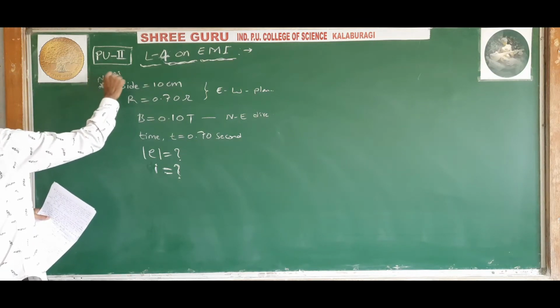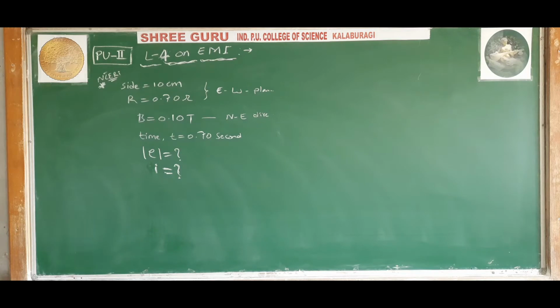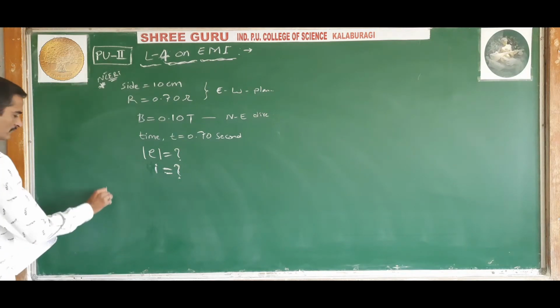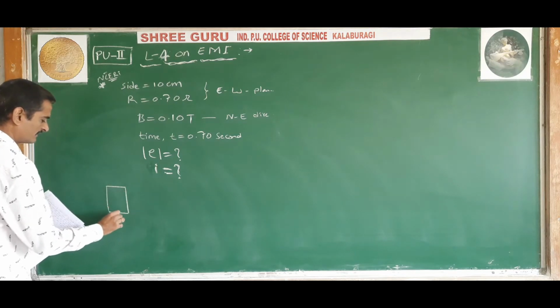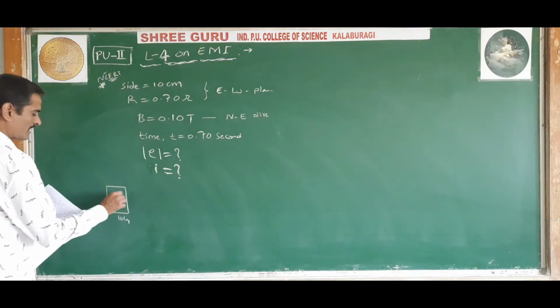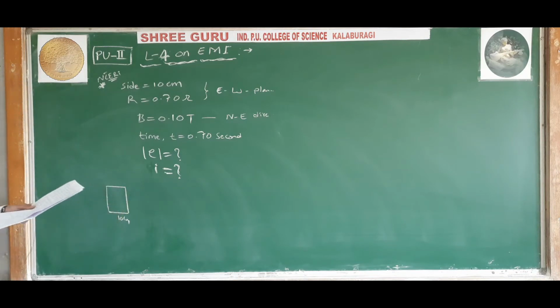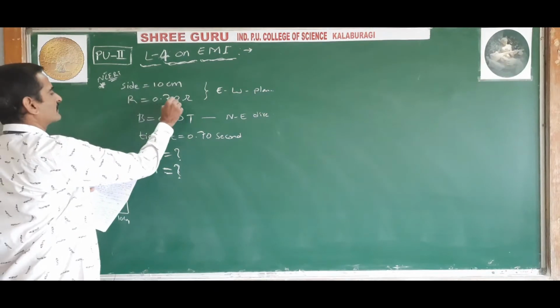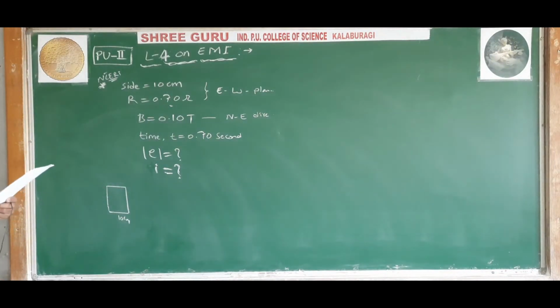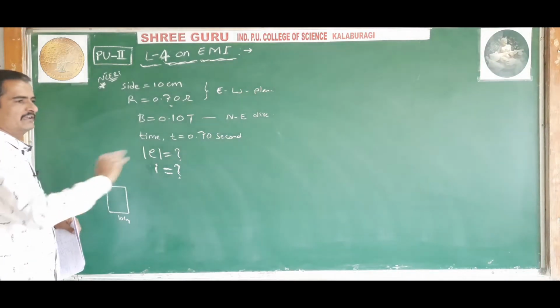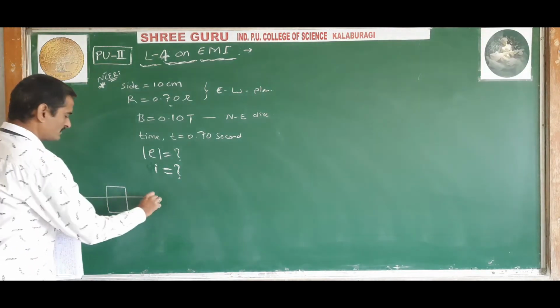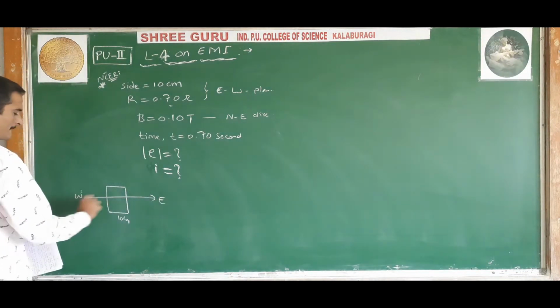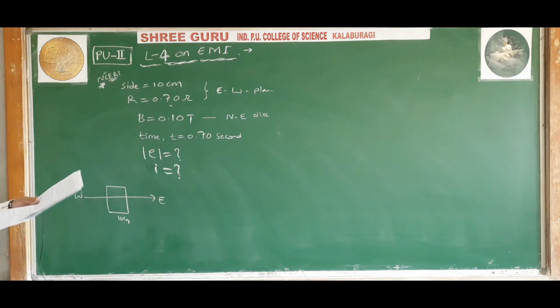See the question and try to understand the question properly. Once again I will read. A square loop of side 10 centimeter. Square means all the sides are equal. Side 10 centimeter and resistance 0.70 ohm, the resistance of that coil, is placed vertically in the east-west plane.